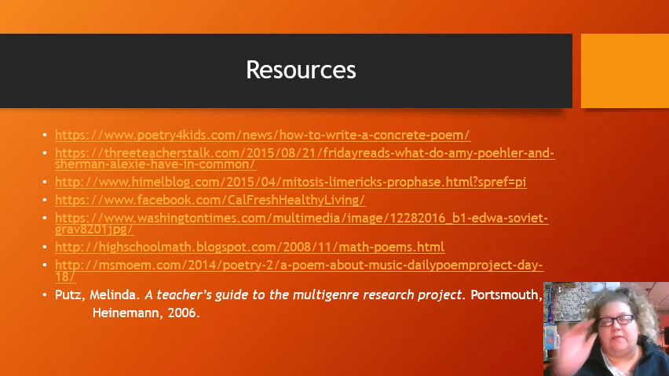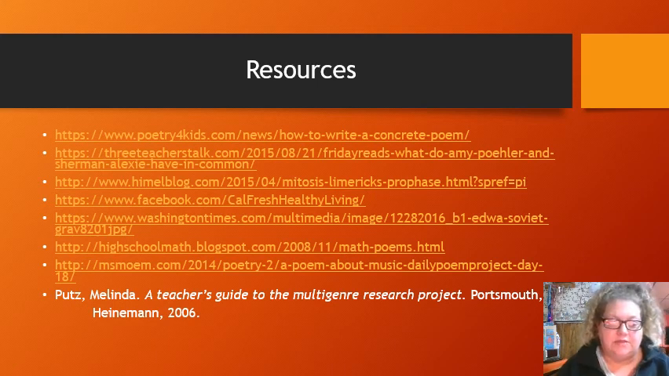In this case, it's all about healthy living, and the shape is an apple. Now here's a list of my resources. Like I said, I use the book, A Teacher's Guide to the Multigenre Research Project, and then the pictures I used here are all the resources for that.